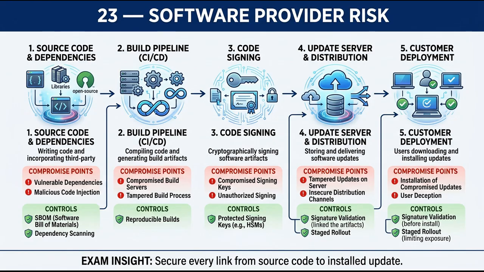On the exam, distinguish a malicious update from an ordinary unpatched application. A malicious update delivers harmful code through the trusted channel. A vulnerable dependency introduces a flaw that may later be exploited. Both are software supply chain issues, but their immediate mechanisms differ. Protect every link, because a secure application can still be undermined by one untrusted component or compromised release process.